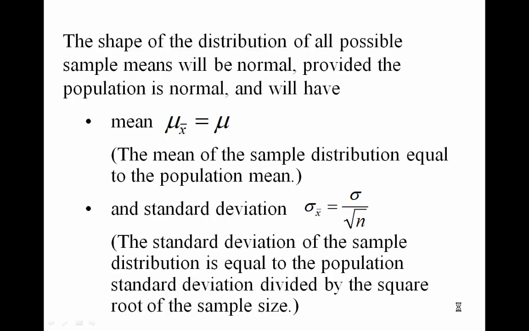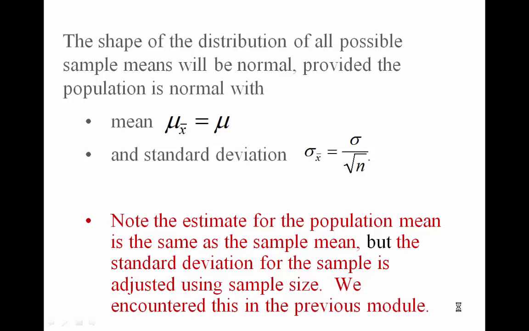The shape of the distribution of all sample means will be normal provided the population is normal, and we'll have the mean of the sample distribution equal to the population mean, and the standard deviation of the sample distribution equal to the population standard deviation divided by the square root of the sample size. Note the estimate for the population mean is the same as the sample mean, but the standard deviation for the sample is adjusted using sample size. We've encountered this in the previous module.